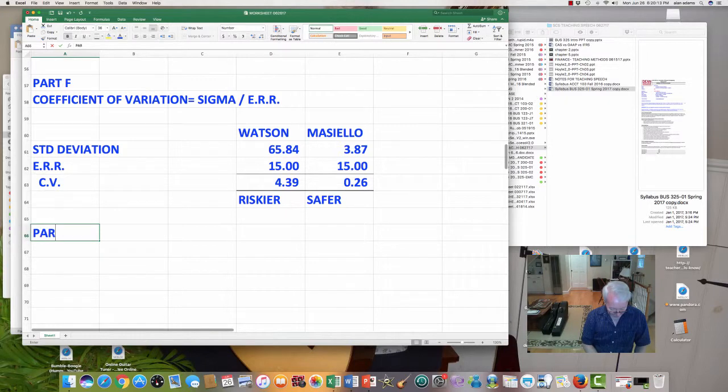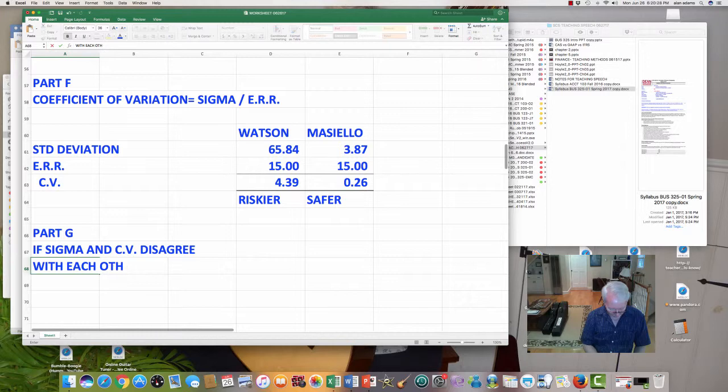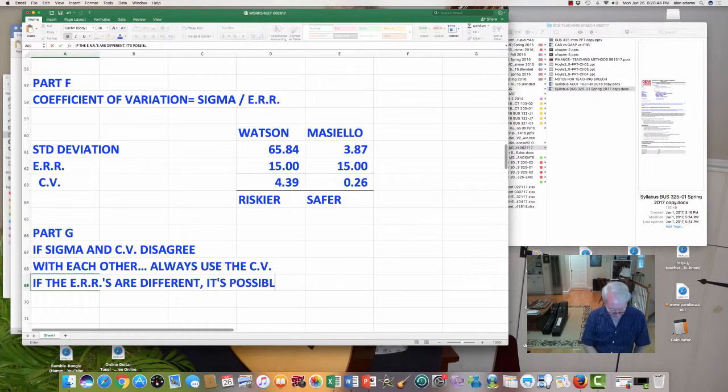So finally part G, and I'll record a separate video for our other problems. Here's my conclusion, friends. If sigma and CV disagree with each other, always use the CV. The CV is going to trump the sigma. If the ERRs are different, it's possible that the sigma and CV could disagree with each other.